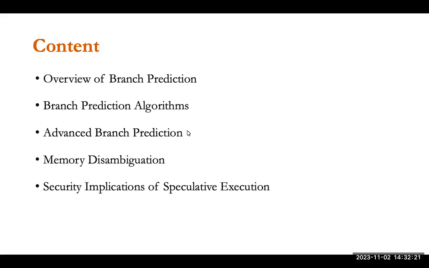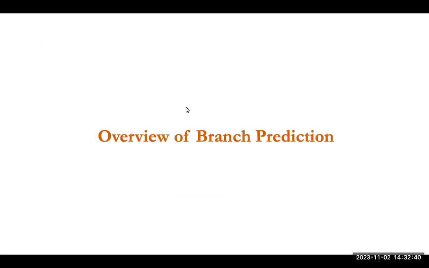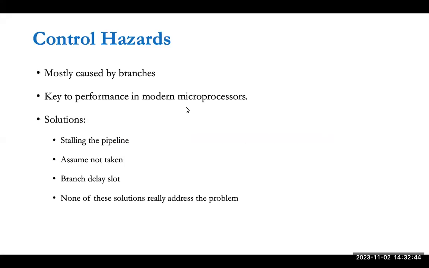advanced branch prediction algorithms, that is, two-level algorithms. Then we talk about memory disambiguation and implications of security. So today, we try to cover the overview of branch prediction and branch prediction algorithms. So let us quickly get into the overview of the branch prediction.